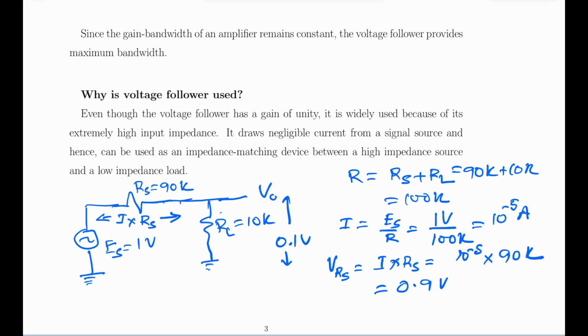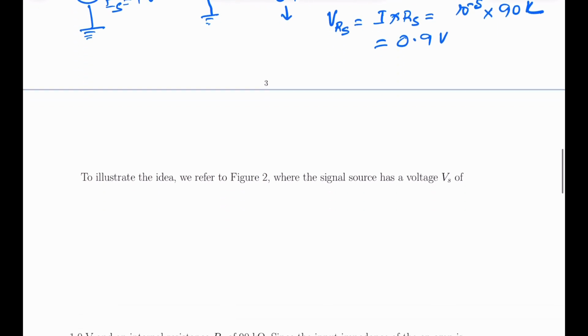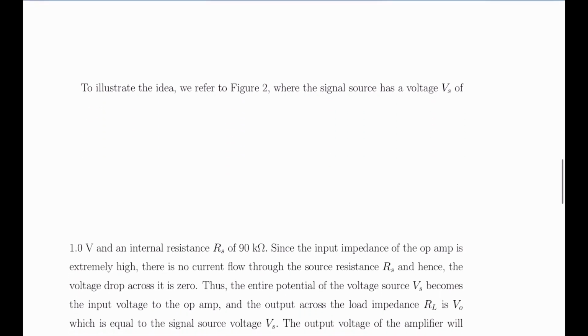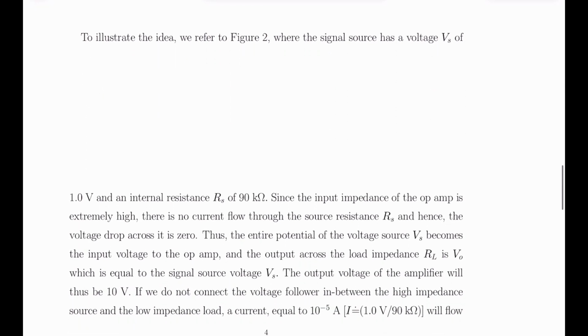So the voltage available across the load resistance is only 0.1 volt, whereas we have applied a source voltage of 1 volt. So to avoid this, we want that the voltage available at the output across the load resistance should be 1 volt. To achieve this, we use a voltage follower. So see here how this is achieved.